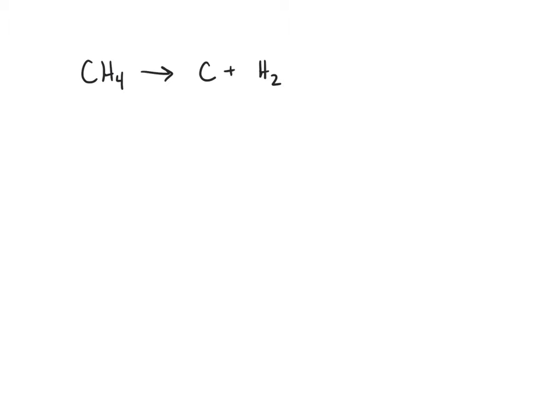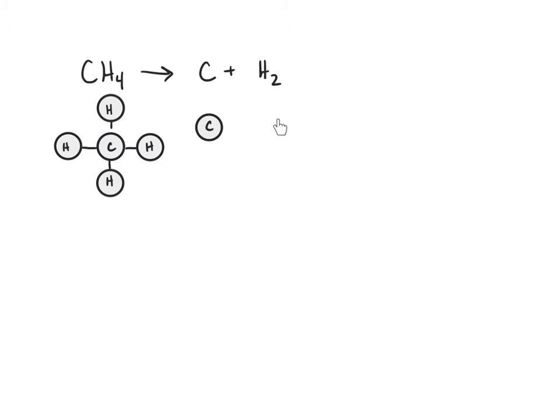I have CH4 reacting to make C plus H2. Now if I draw, once again, my little cartoon drawings of each of the molecules and atoms underneath, you can see that I have a carbon in the middle with four hydrogens connected to the central carbon. Now over here I have just an atom of carbon, and here I have once again H bonded to H.